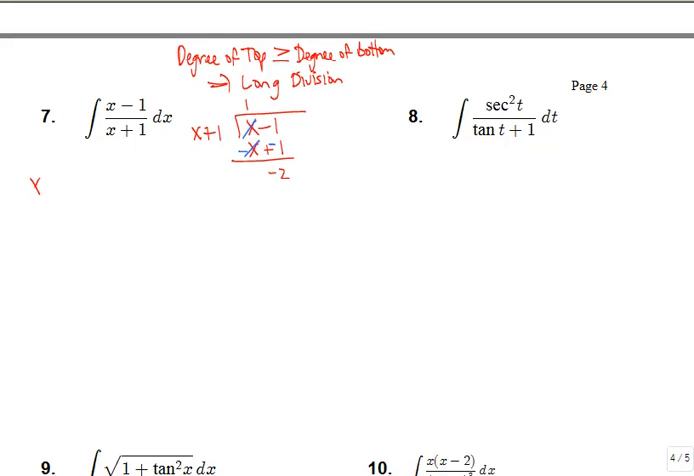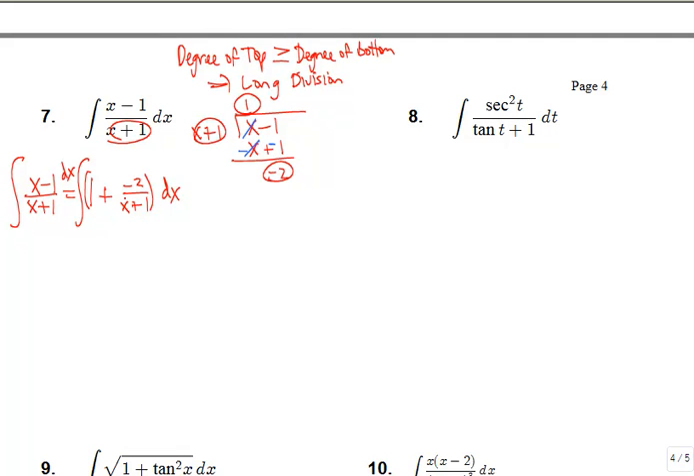So that means x minus 1 over x plus 1 is equal to this quotient 1 plus a remainder of negative 2 on the top over this initial divisor or denominator on the bottom. So this function right here is also the same as this function right here. Now why does that help me? Well, if I want to integrate this, instead I can integrate this. And that's actually going to be easier for me to do.